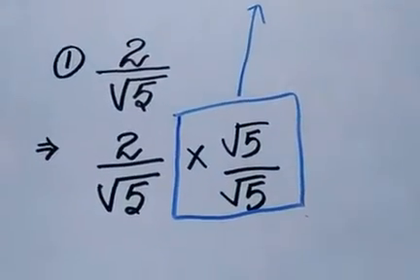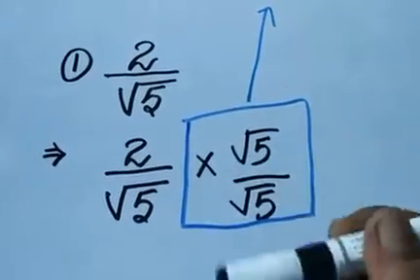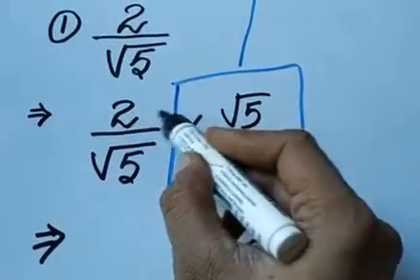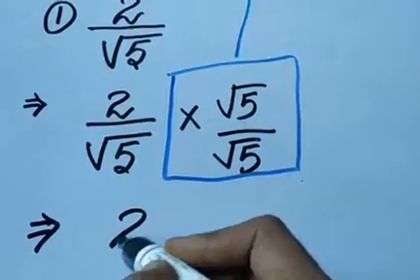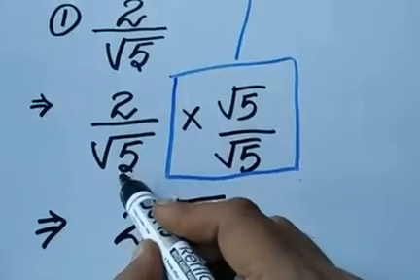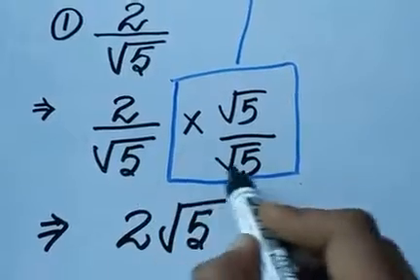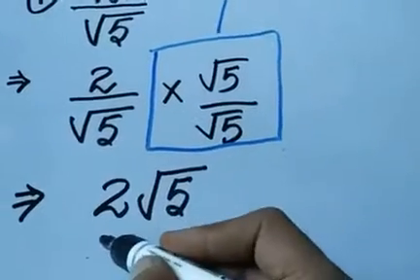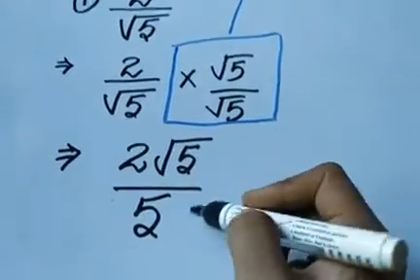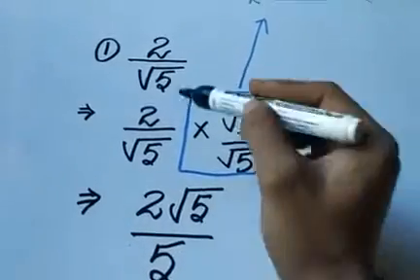Now do not cancel root 5 and root 5, otherwise this step would become meaningless. Instead we are going to multiply and see what we get. 2 into root 5 will give us 2 root 5. And root 5 into root 5: they are like surds. When like surds multiply, the root gets cancelled and we have only 5. Now there is no root in the denominator, and you have changed this irrational into rational by removing the root from the denominator.